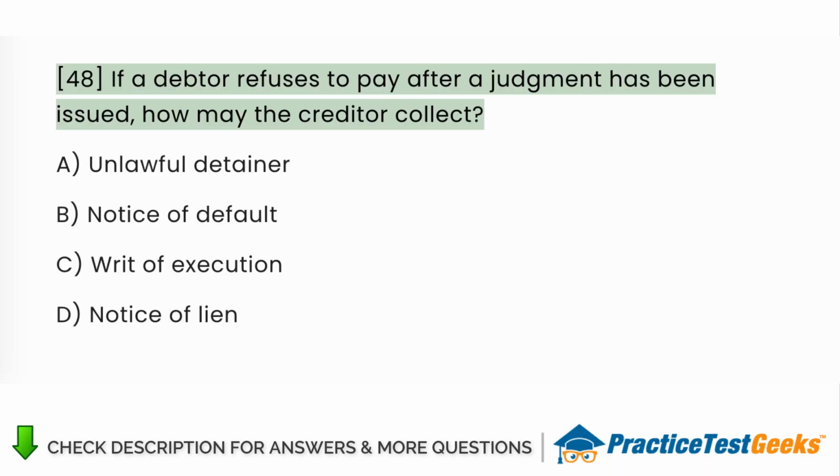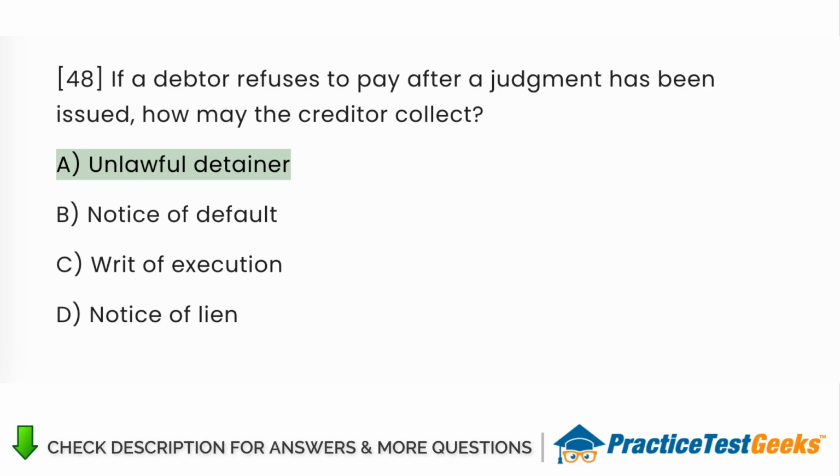If a debtor refuses to pay after a judgment has been issued, how may the creditor collect? A. Unlawful detainer. B. Notice of default. C. Writ of execution. D. Notice of lien.